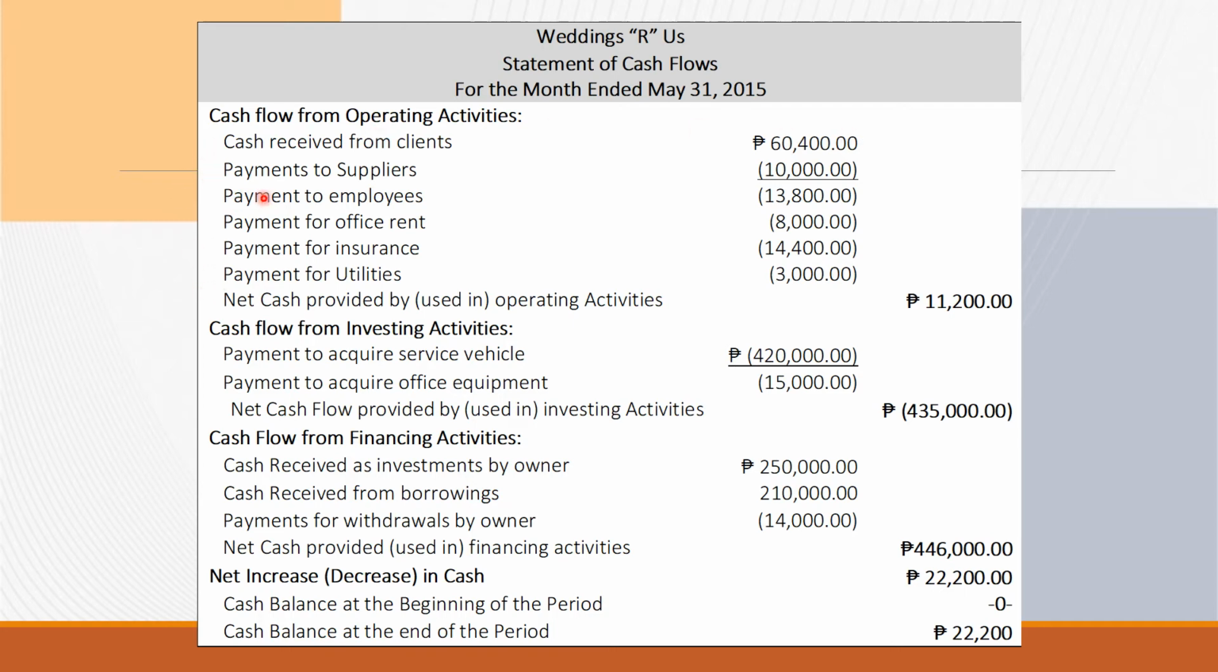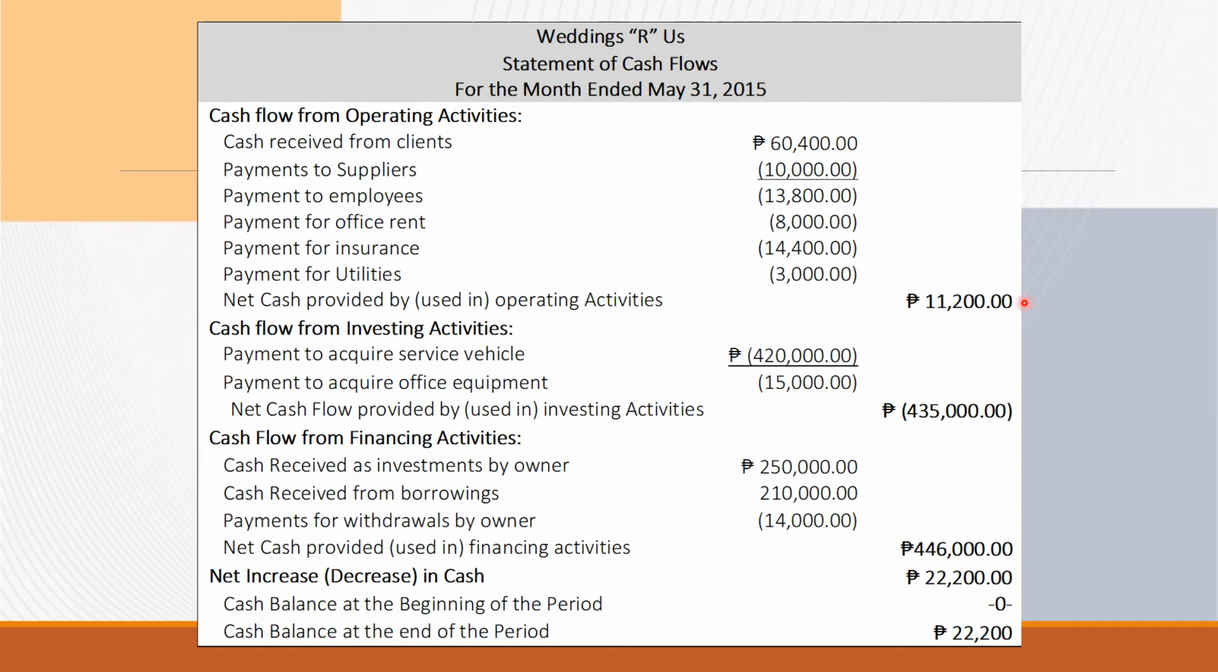The next part will be payments. Payments to suppliers, payment to employees, payment for office rent, and payment for insurance and utilities. They will all decrease the cash. Therefore, they are all negative. For us to determine the net cash provided by or used in operating activities, you have to deduct the payments to the cash received from clients. So the net cash provided by or used in operating activities is 11,200 pesos.